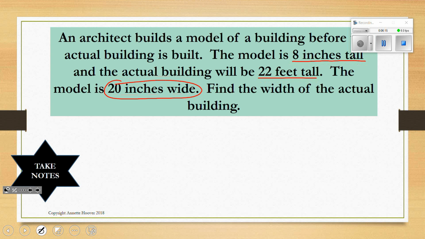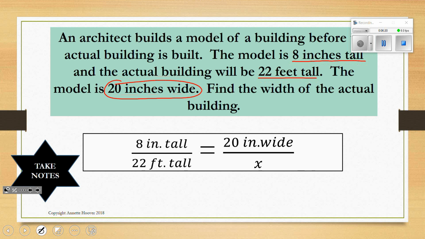So I could start by setting up a ratio for just the height, and if I set that up, I would do the model on top. The model is 8 inches. The actual building is 22 inches, or 22 feet, I'm sorry. So when I set up a second ratio, I have to have the width of the model on top, because I had the height of the model on top here. I have to have the width of the model on top here, which was 20 inches, and that leaves us looking for the width of the building.